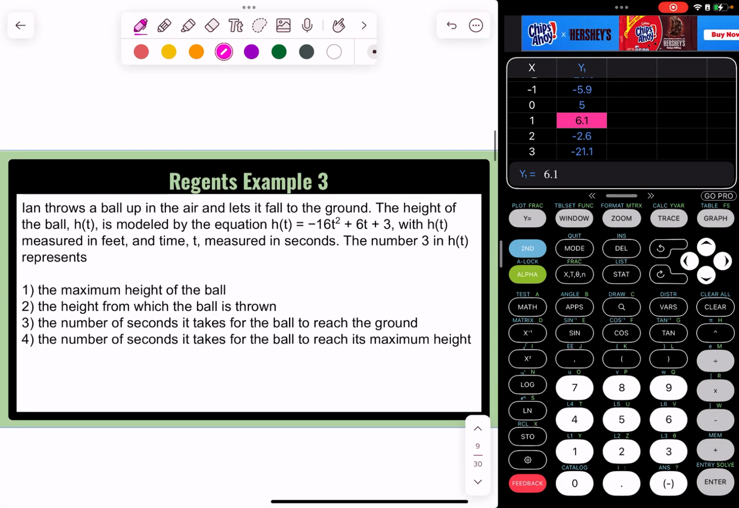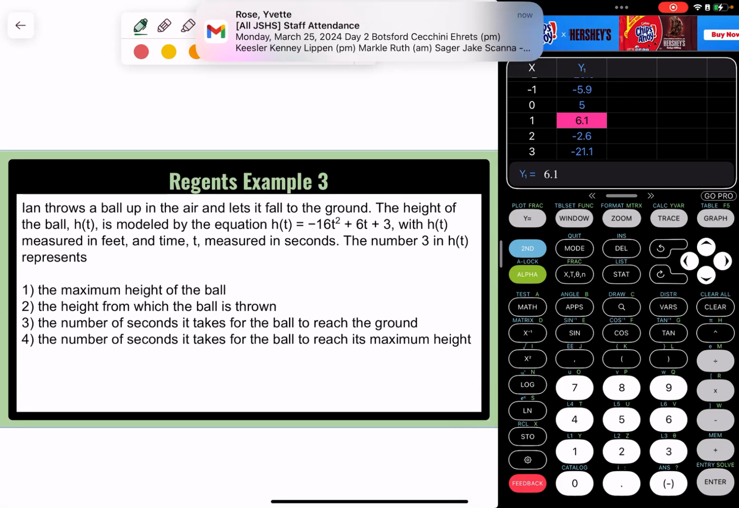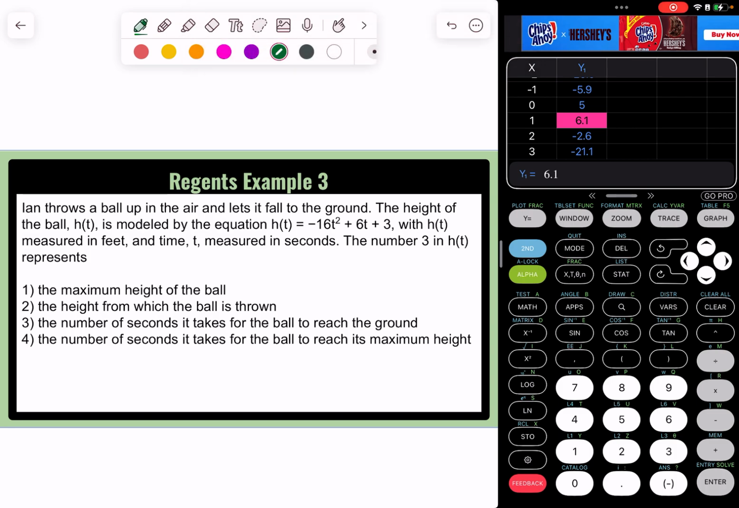All right, pause the video and see if you can figure this one out. Ian throws a ball up in the air and lets it fall to the ground. The height of the ball, h of t, is modeled by the equation h of t equals, and they give us this function, with h of t measured in feet and time measured in seconds.